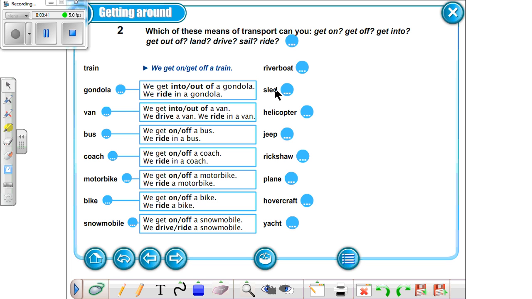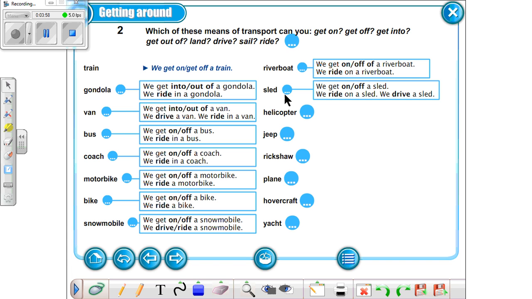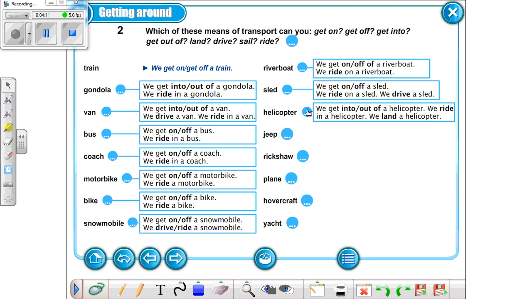Riverboat, we get on or off a riverboat, we ride on a riverboat. Sled, we get on or off a sled. We ride on a sled, we drive a sled. Helicopter, we get into or out of a helicopter, we drive, we ride in a helicopter and we land a helicopter. Okay, the plane is the same as a helicopter. We get into or out of a plane, we land a plane. So we land a helicopter and a plane.